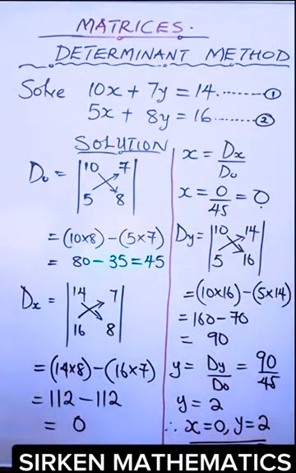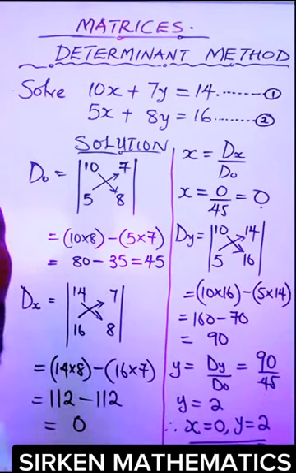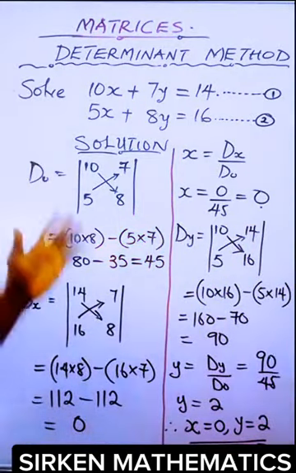This is another way of solving simultaneous equations. You solve simultaneous equations with the use of the determinant method, also known as Cramer's rule, or you use the matrix method. So let's save the matrix method for another day, but this is just Cramer's rule or determinant method.